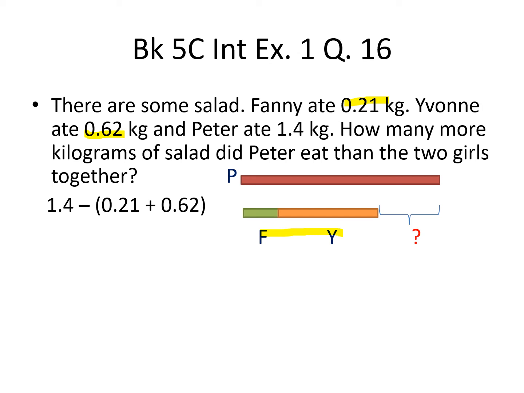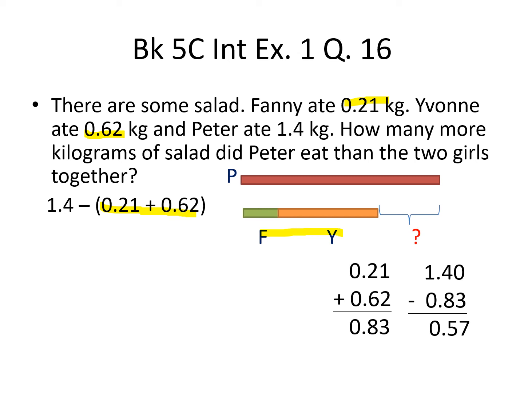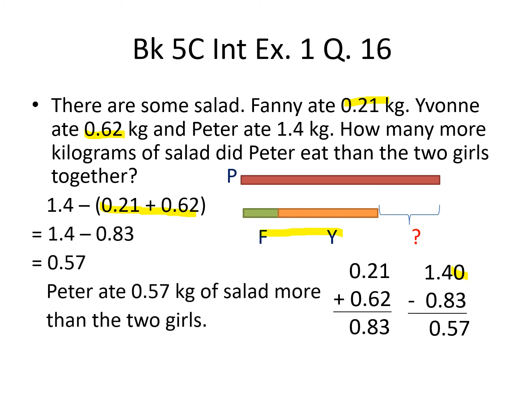And we need to know how many more Peter ate than the two girls. So Peter ate 1.4 kg. And then we subtract the total amount of the two girls. And remember to put down the brackets. So we do the calculation in the bracket first. The answer will be 0.83. And then in the second column form, 1.4 minus 0.83. And remember to put 0 here. So the answer will be 0.57. Peter ate 0.57 kg of salad more than the two girls.